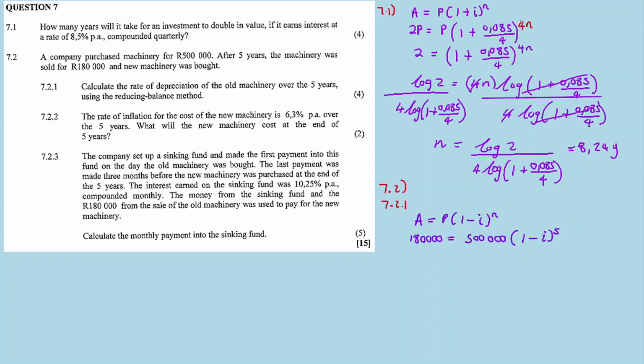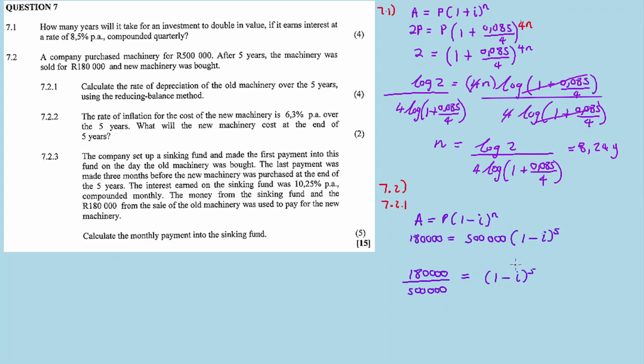Then we divide both sides by 500,000. 500,000 cancels out, and then we also divide by 500,000 on the left hand side as well. So we end up with 180 divided by 500,000 equal to 1 minus i raised to exponent 5.